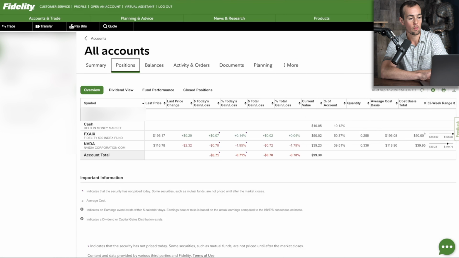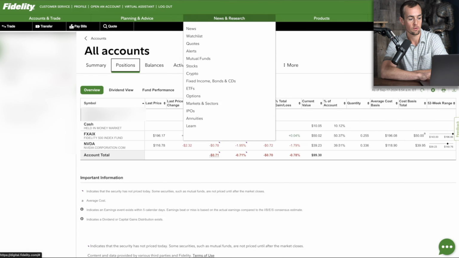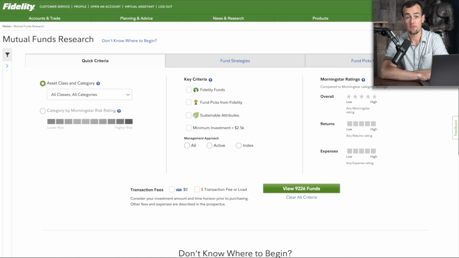But what we're going to start with now is going over here to the news and research, and we're going to click on mutual funds. This is going to bring up the fund screener for us, so if you wanted to look for a particular type of mutual fund for your investment goals, you could use this to find and narrow down your criteria.